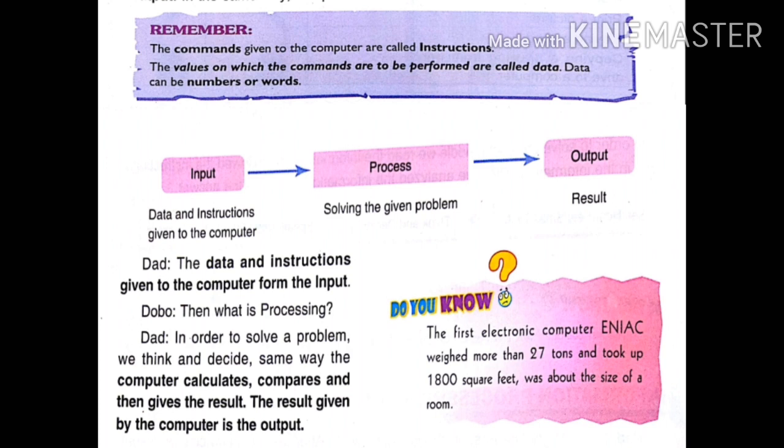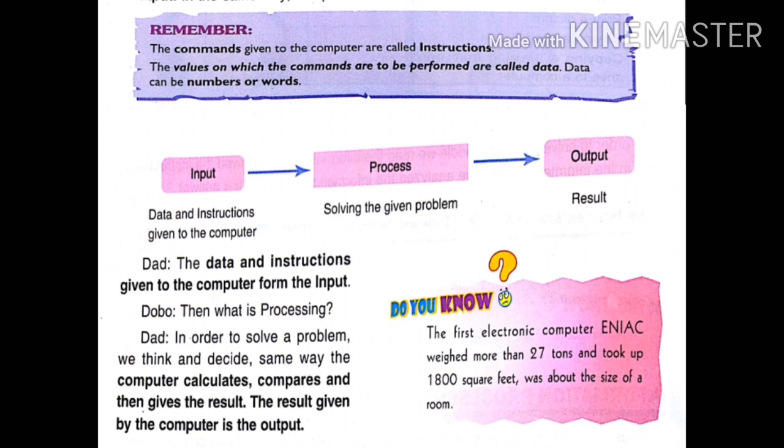Now it is clear to you what is input? Input is the instructions and information that we give to the computer. Processing is the work done by the computer after getting the input, and output is the result of processing. Now remember, the commands given to the computer are called instructions. The values on which the commands are to be performed are called data. Data can be numbers or words.